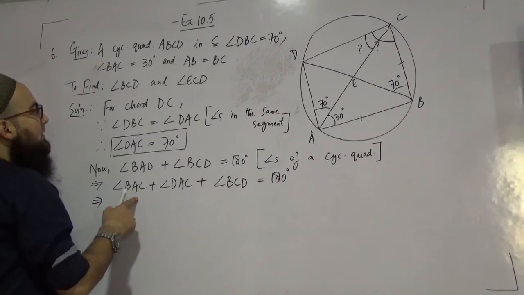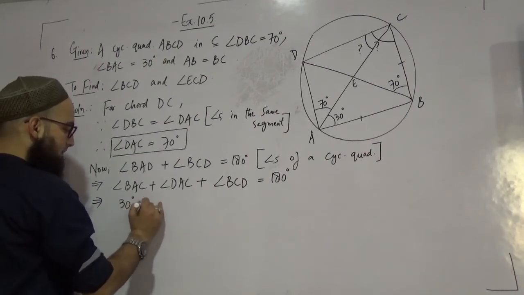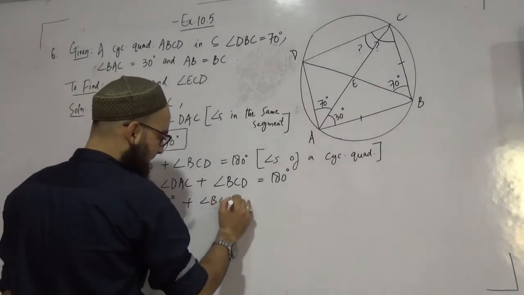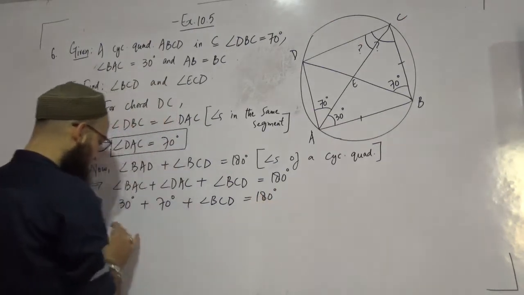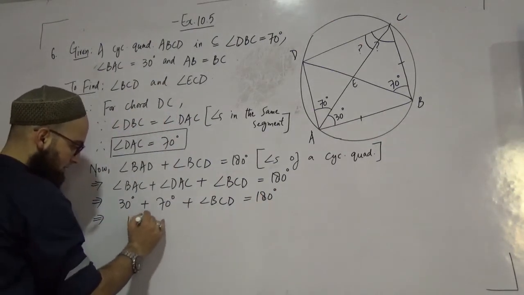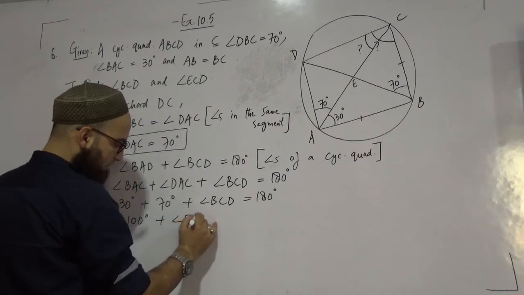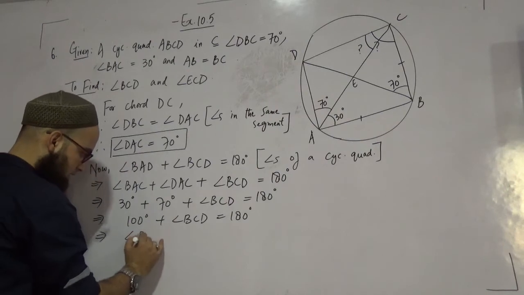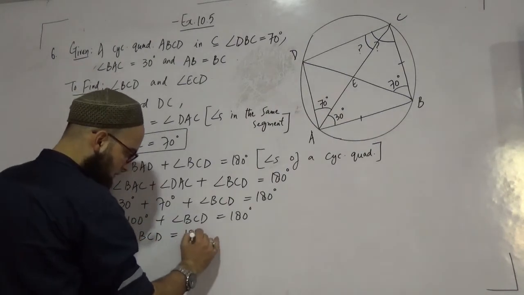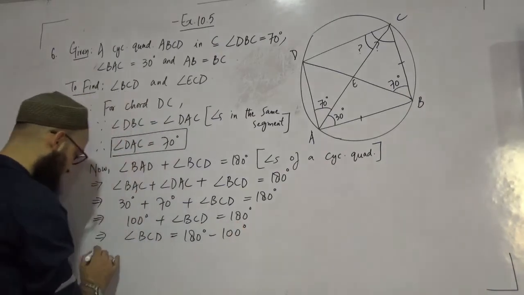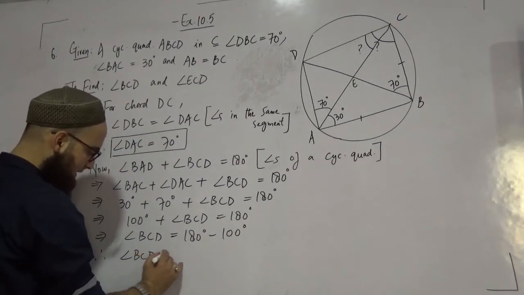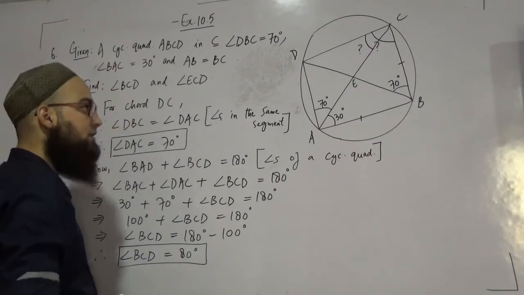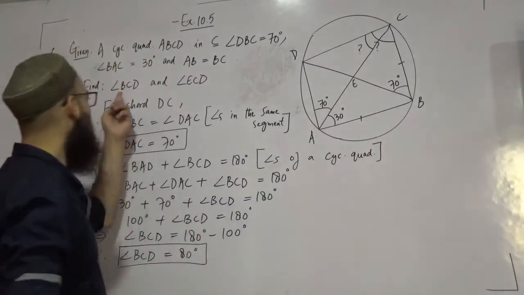Then BAC is 30 degrees plus DAC, we just found it, 70 degrees, plus angle BCD is equal to 180 degrees. Then this is 100 plus angle BCD is equal to 180 degrees. Then you can solve for BCD easily: 180 minus 100. Therefore, angle BCD is equal to 80 degrees. And that's your first answer. BCD is equal to 80 degrees.